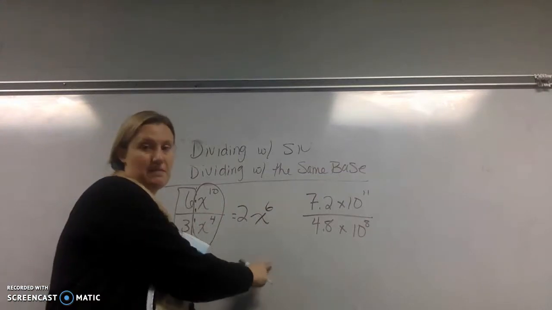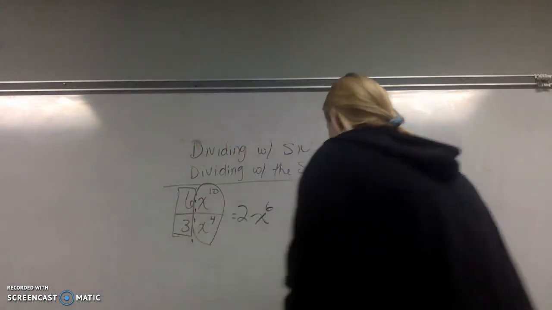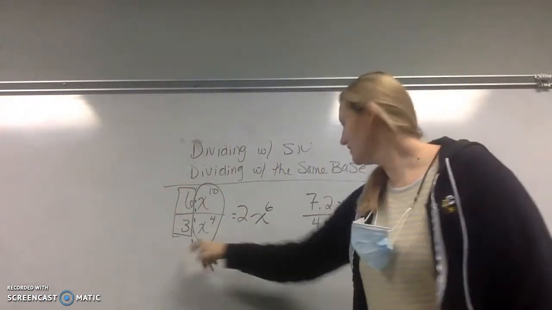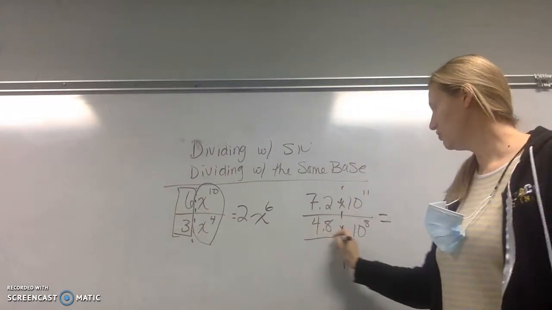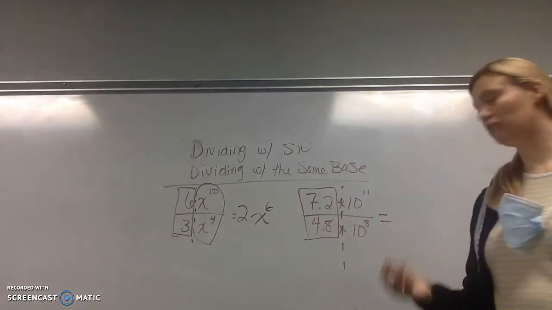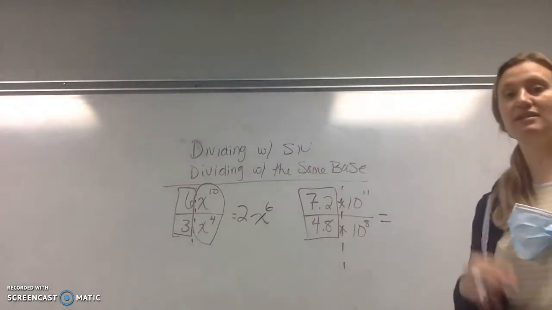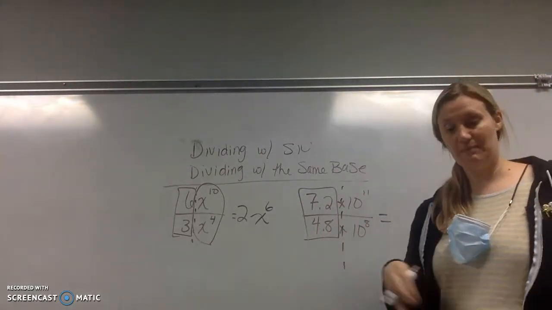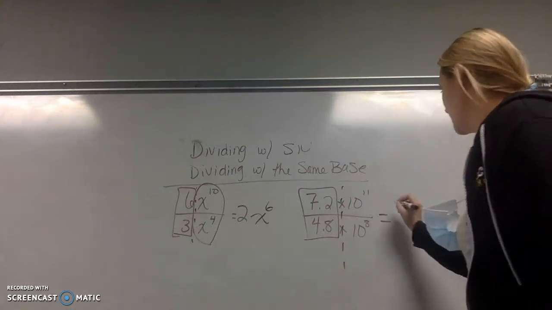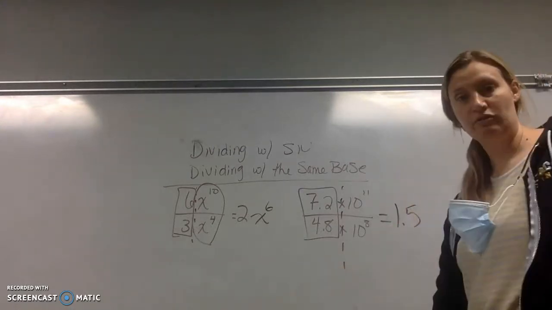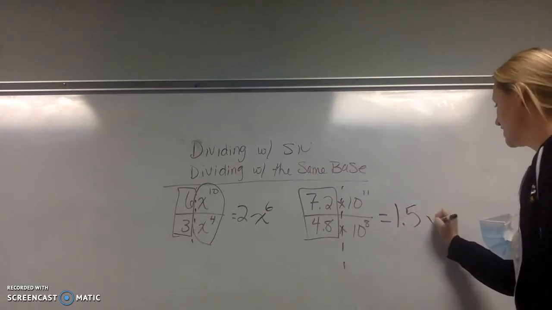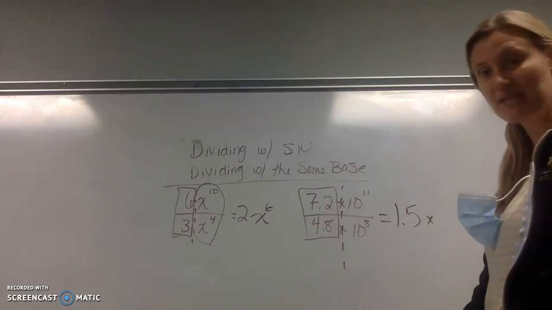We're going to do the same thing here. Okay, so same idea. We're going to treat these just like we would the coefficients, and we're just going to divide those like normal. I can go to my calculator and take 7.2 divided by 4.8, and you're going to get 1.5. Okay, then because it's scientific notation, I am going to put my x for my times sign.